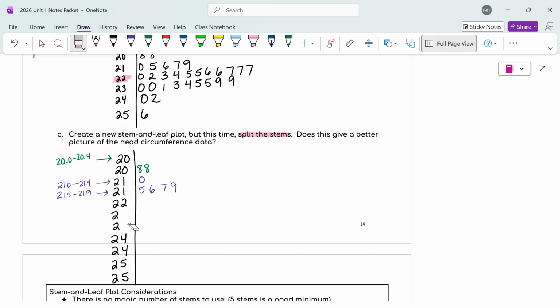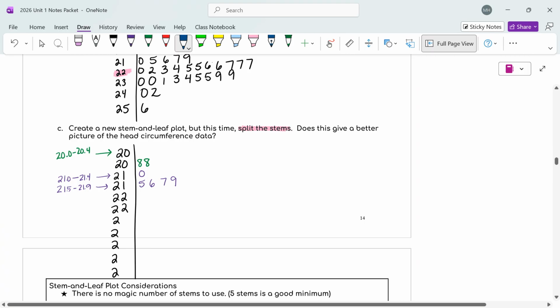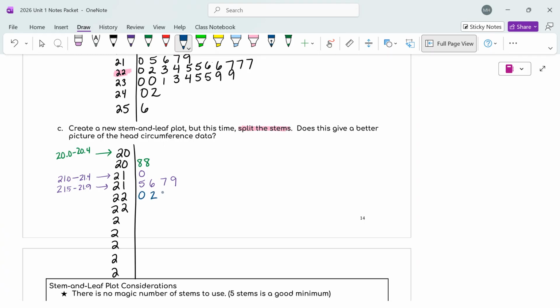Oh, I realized I didn't put enough 22s. Let's try that again. For the 22s, I've got a 22.0, 22.2, 22.3, and a 22.4. So 0, 2, 3, 4. And then on the second line, I have 22.5, 22.5, 22.6, 22.6, and three 22.7s.